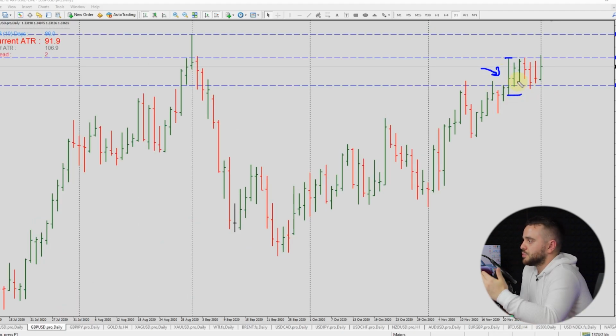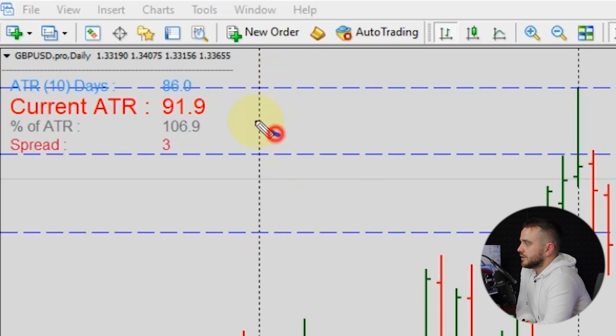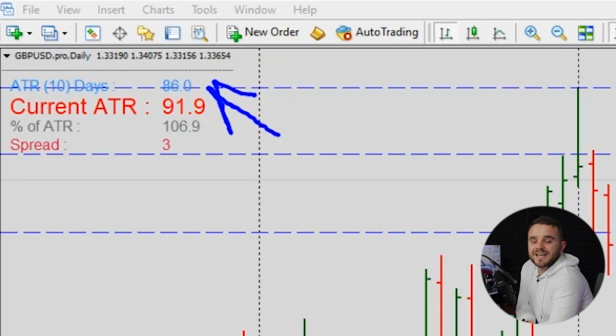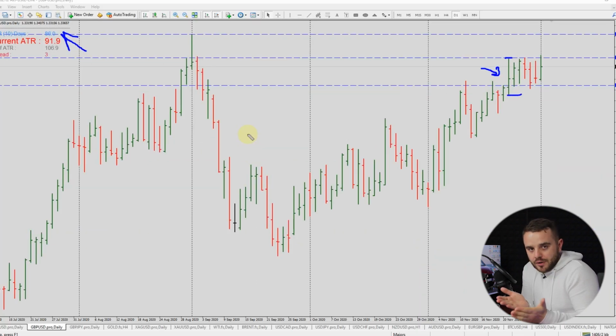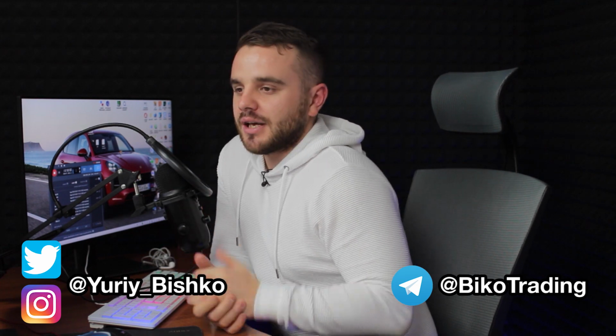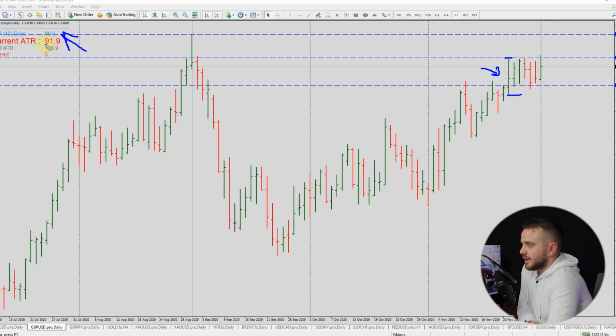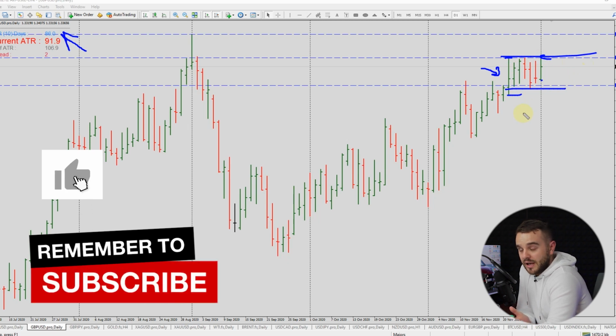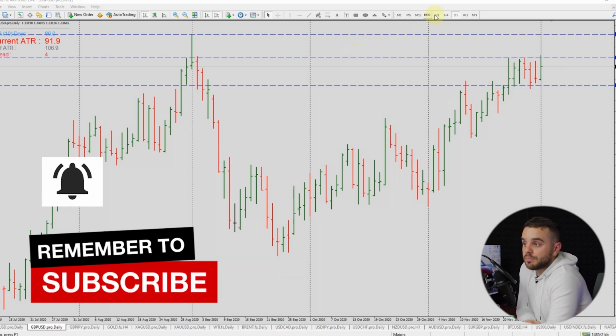For example, on British pound at this moment, average volatility over the last 10 days was 86 pips. That means on average British pound moves 86 pips in 90% of cases. So if price today, take a look, 91 pips, rose 91 pips in the morning and tries to break this range, and you want to open a breakout entry, what will happen to you? Yes, you will have a stop loss hunt.